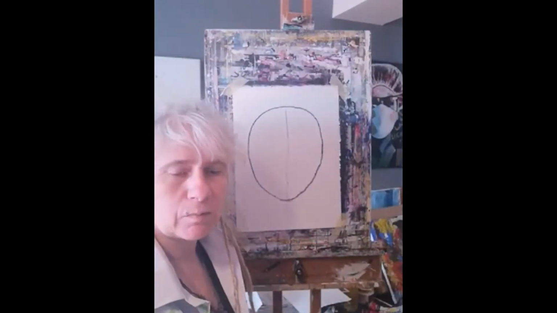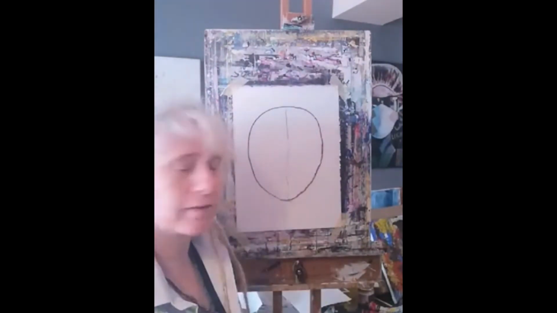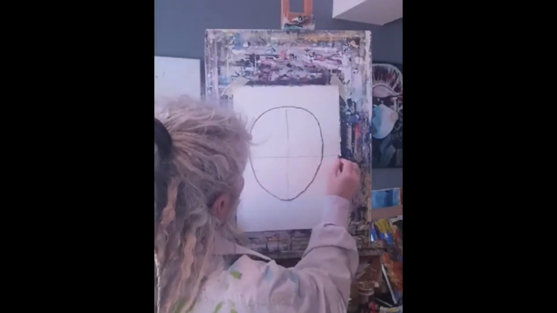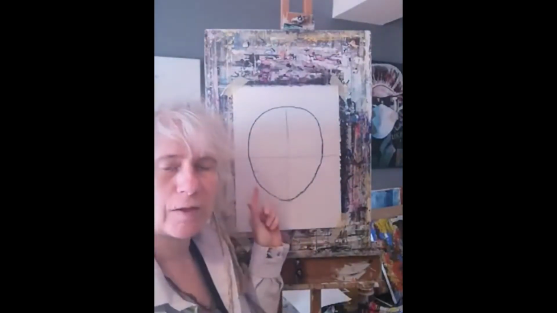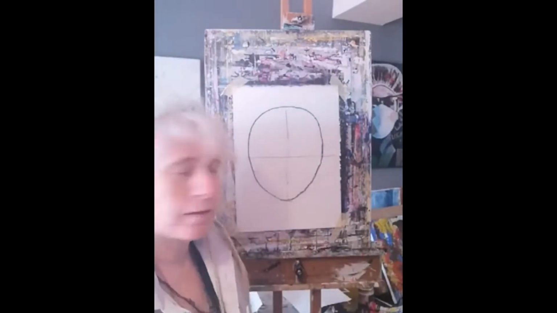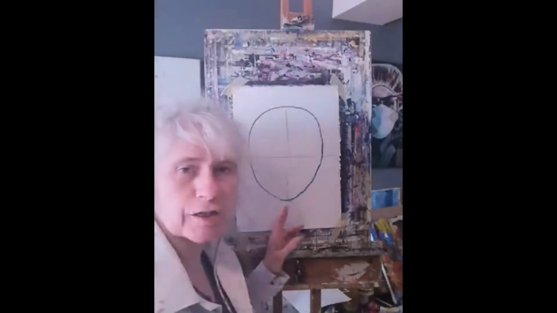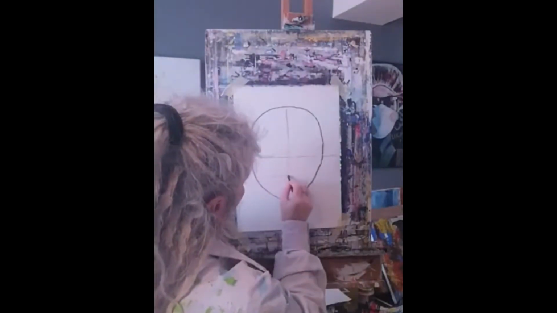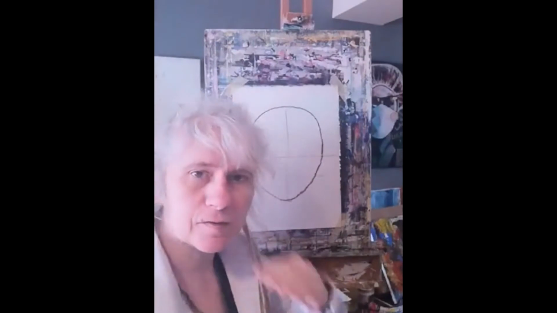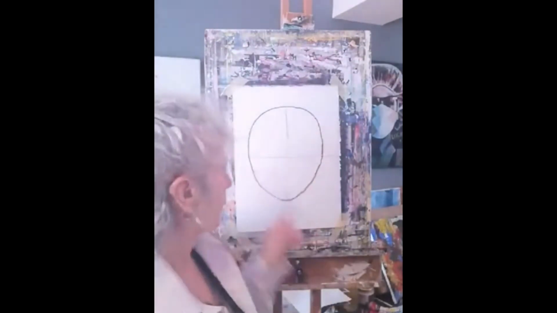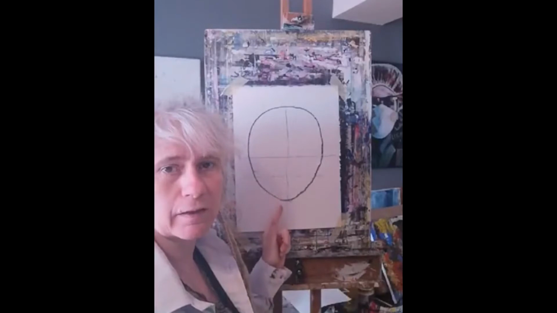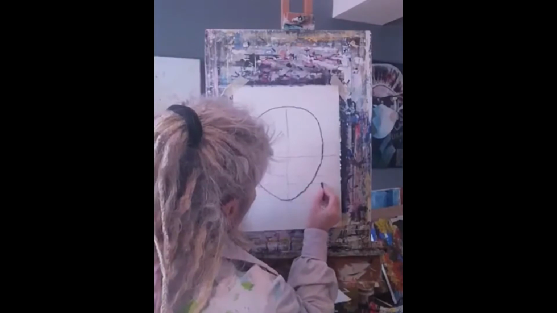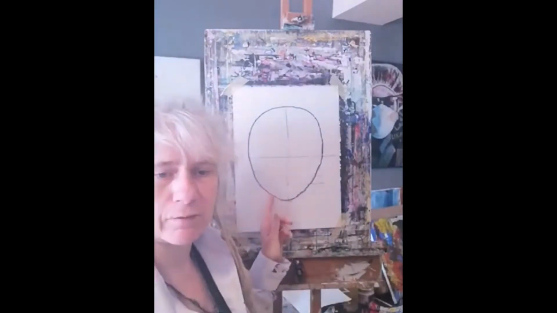And then the next thing I'm going to put in is a horizontal line about halfway down. This is the line where the eyes will appear. And then halfway between that line and the chin, you can do another guide. And that is the bottom of the nose. And then a third between that line and the bottom of the chin, that's the line the mouth will appear on.